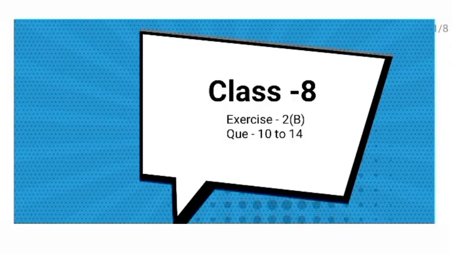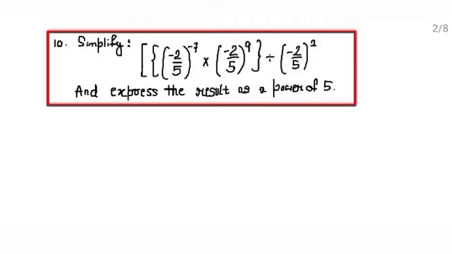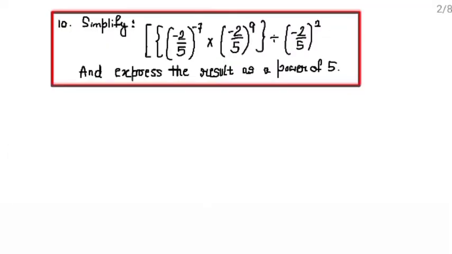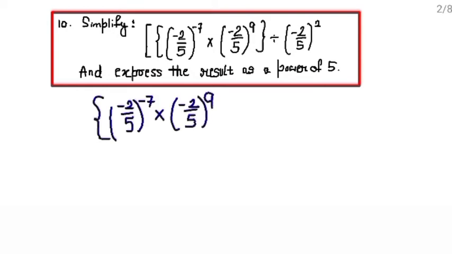Now in today's class, let's start with question number 10 of exercise 2b. Question number 10 is simplify: minus 2 upon 5 raised to the power minus 7, multiplied by minus 2 upon 5 raised to the power 9, bracket close, divided by minus 2 upon 5 raised to the power 2.